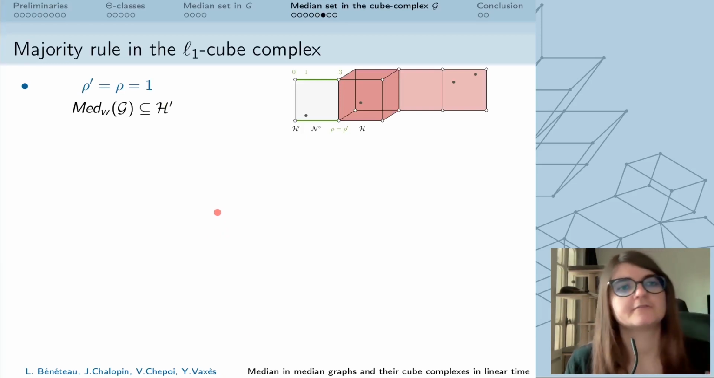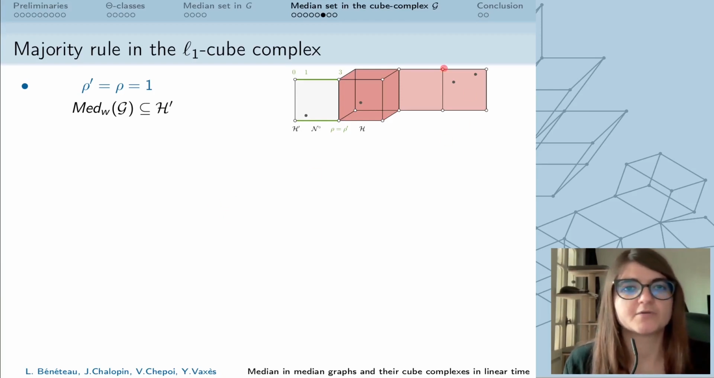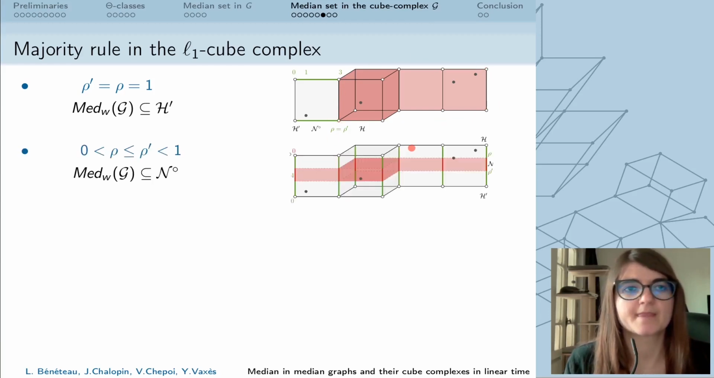Okay, so to give you the idea of how it works with the majority rule in the L1 cube complex. If both rho and rho prime are on the same extremity, then the median set will be included in the half space on the same side of this extremity. Also, if both rho and rho prime are not on an extremity, then the median set will be included in the carrier, in the points of the carrier, sorry, that have an EI coordinate between rho and rho prime.